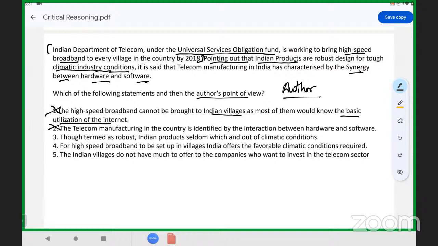Okay, though termed as robust, Indian products seldom withstand tough climatic conditions. Okay, seldom. So this is withstand tough climatic conditions.